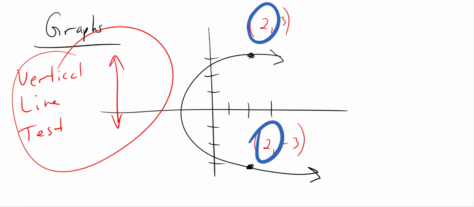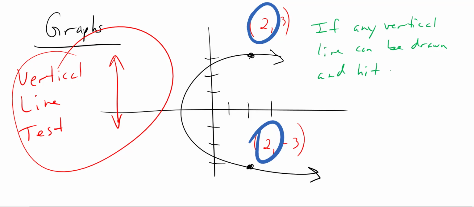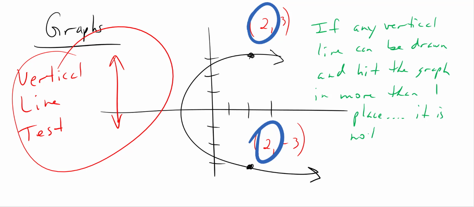Here's the deal. I'll write this out on the side. If any vertical line can be drawn and hit the graph in more than one place, it is not a function.